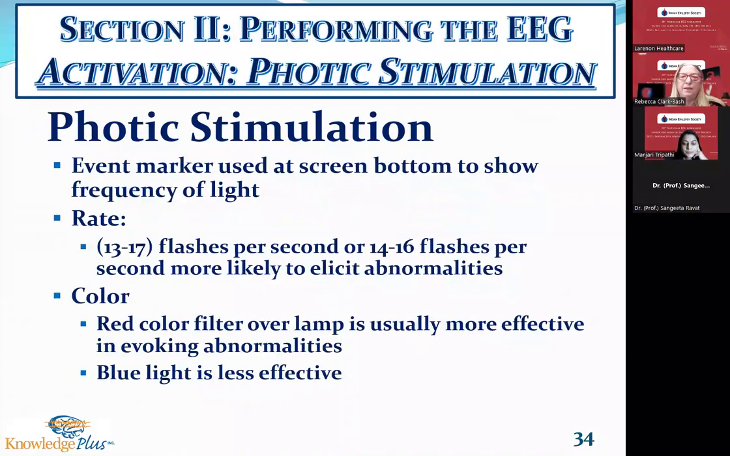An event marker is shown on the bottom of the screen to show the frequency of the light. 13 to 17 flashes per second or 14 to 16 flashes per second are most likely to induce abnormalities. So when we're talking about when we would expect an event to happen, it's going to be above whatever frequency their posterior dominant rhythm is coming in at.